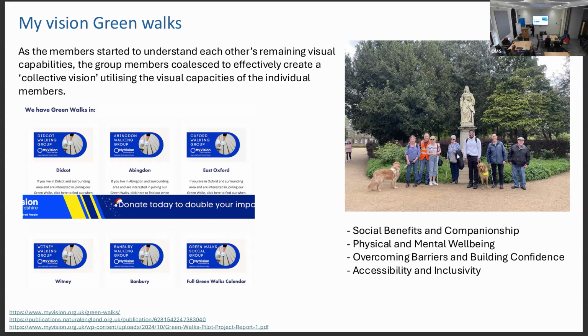The other thing is that they created this sort of collective vision, which I think is really interesting. Visual impairment doesn't mean that everybody's blind. Visual impairment means that some people will have low peripheral vision, some people may not be able to see colors or not see shapes really clearly, but together as a group, their collective vision was sufficient for them to be able to walk without a sighted guide.